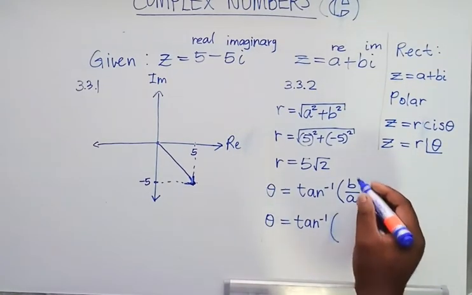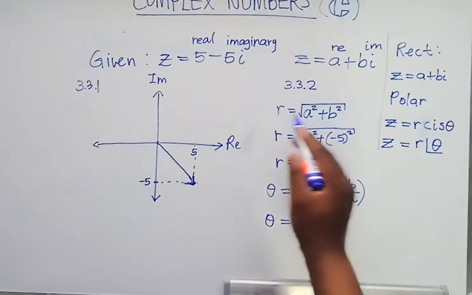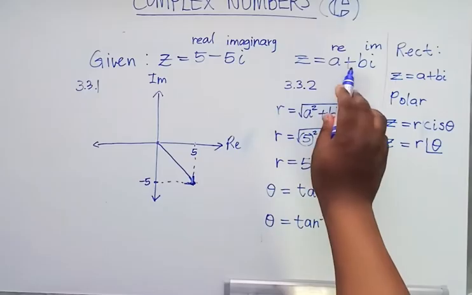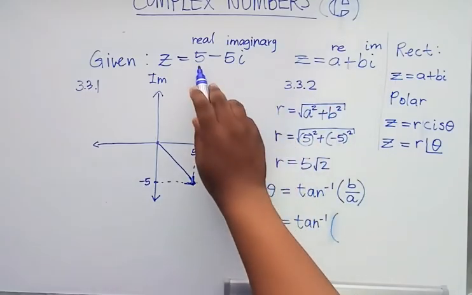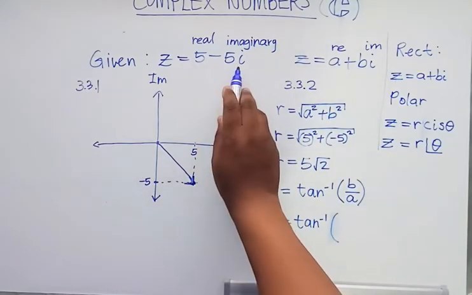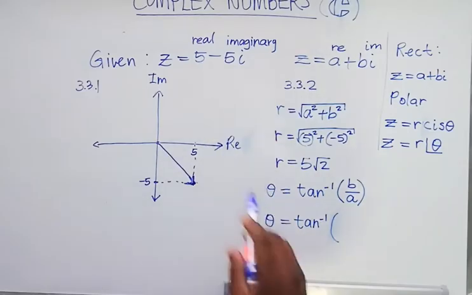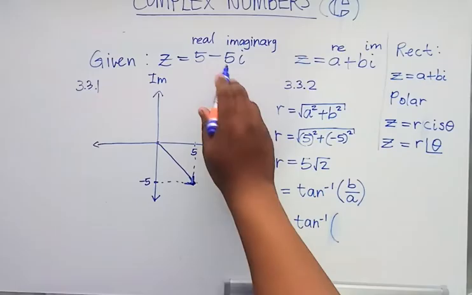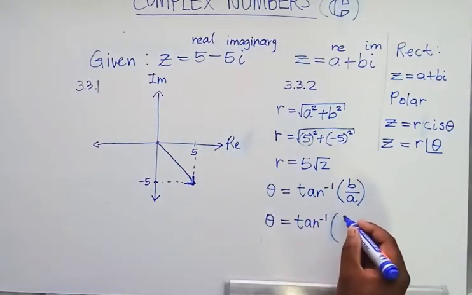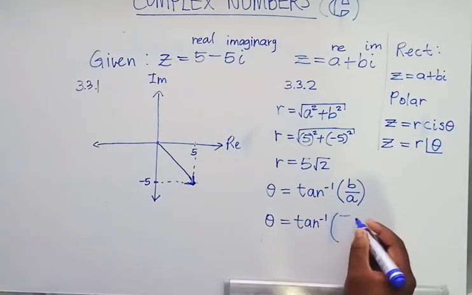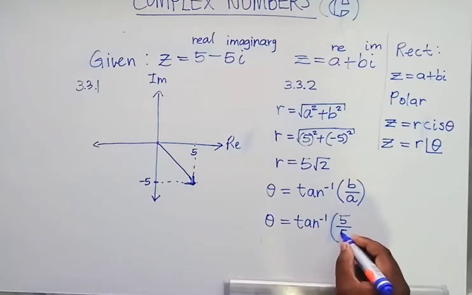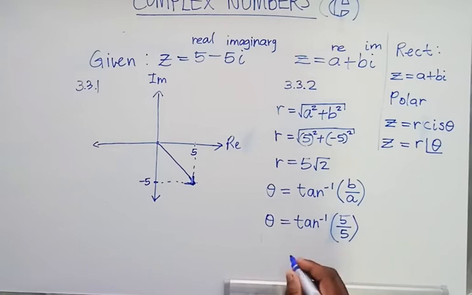We have B. Where is B? Here's B. This is A, that is B. Remember, it's A plus Bi. So we need to find the arctan of B over A. And then because your B is negative, always put positive here. Put it as a positive value. So we have 5 over 5. Oh, this one is actually easy, lucky for me. So this is 5 over 5, which is 1.